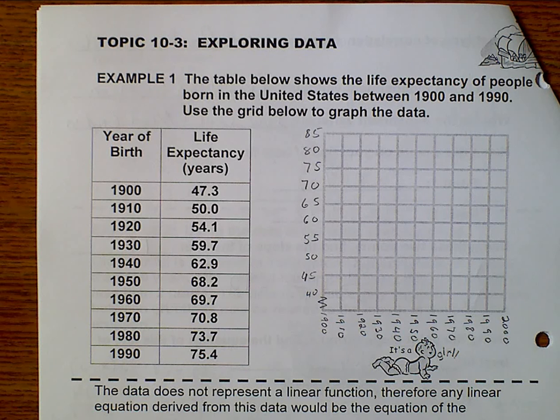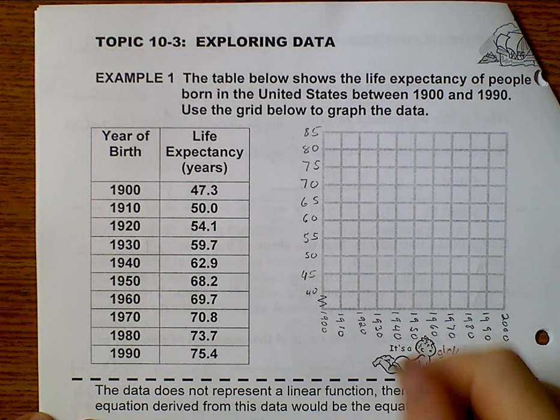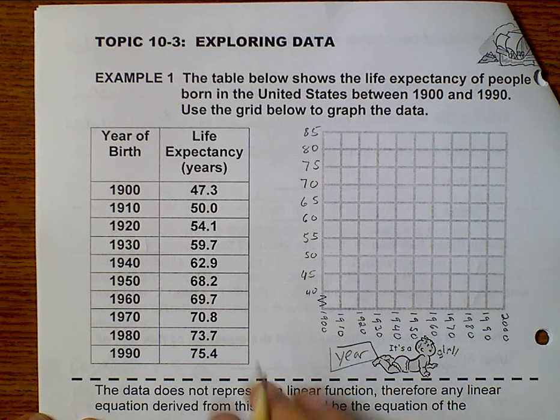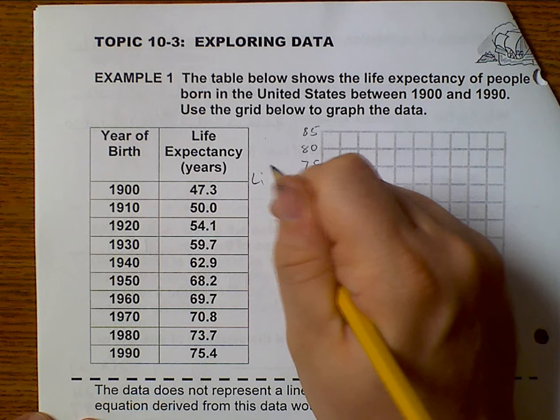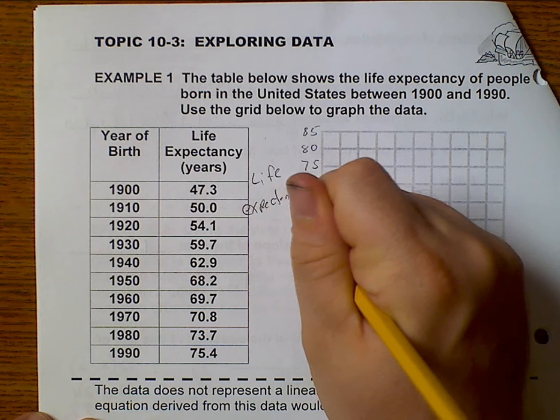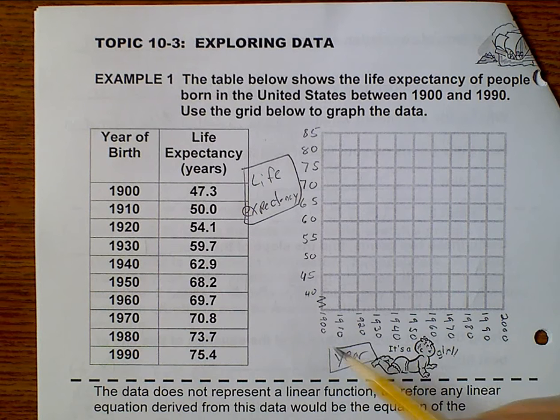Hello, this is topic 10-3 on exploring data. First off, we have a table and a graph. Let's make a scatter plot. I've already written this out, this being the year and this being life expectancy. You may want to pause it so you can fill in all your numbers.